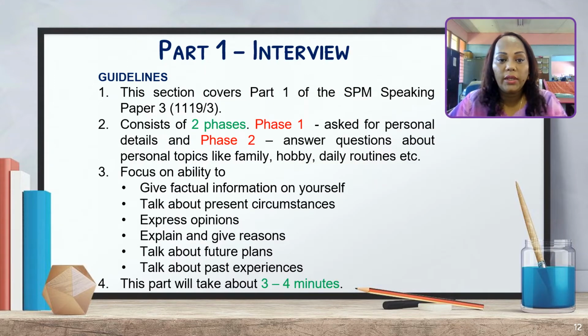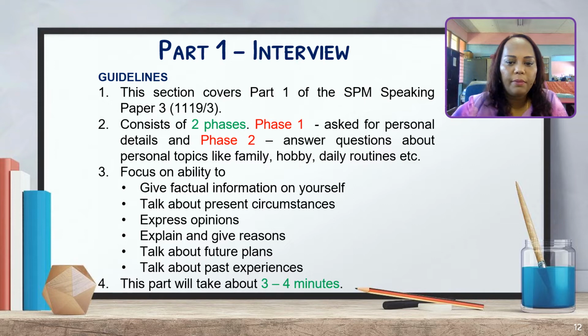Now, let's look at part 1, the interview session. Part 1 is where you'll be given questions on personal details and personal topics. It consists of 2 phases. Phase 1 is where the interlocutor will be asking you for personal details, your name, your age, and where you live, and all that. And phase 2 will be more personal topics or more elaborate topics like your hobby, your daily routine, about your family members, and things like that.